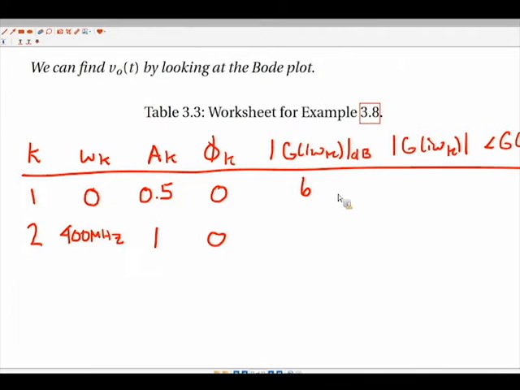Right. If we want to then convert magnitude in decibels to regular magnitude, remember that this is our transformation for going between decibels and regular magnitude.